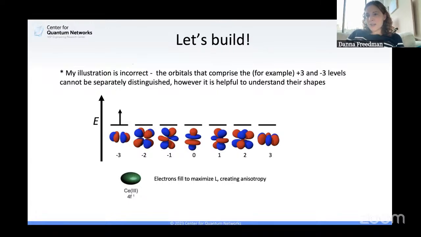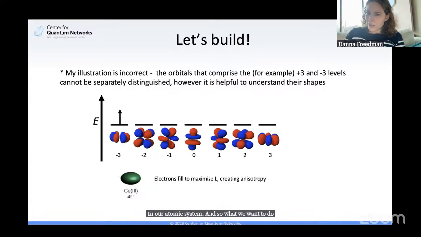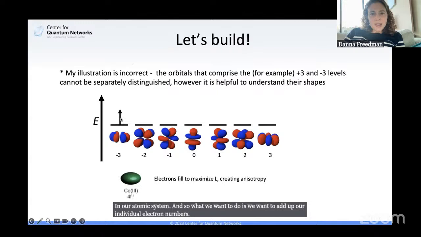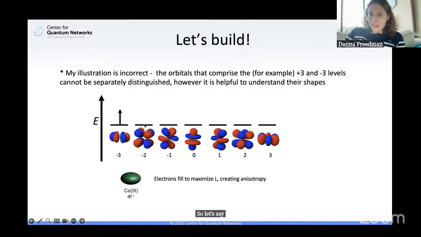So it's J because we're coupling together both S and L in our atomic system. And so what we want to do is add up our individual electron numbers. So let's say we have a second electron here. We would have 5 for our orbital moment and S equals 1 for our spin moment, right? And then we're in the first half. So how would we couple S and L? Add or subtract? So in the first half, we subtract.